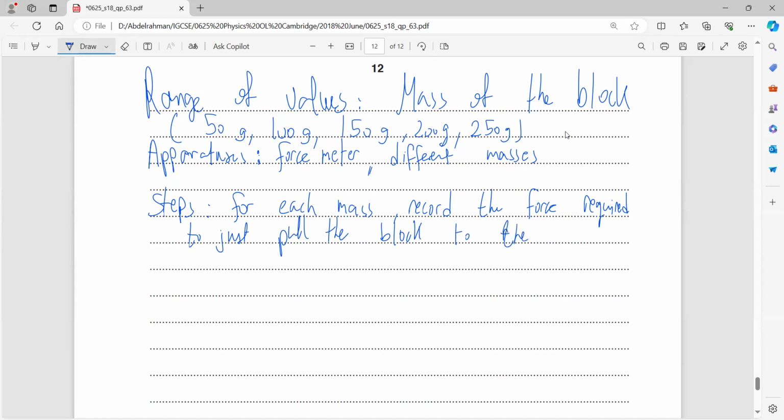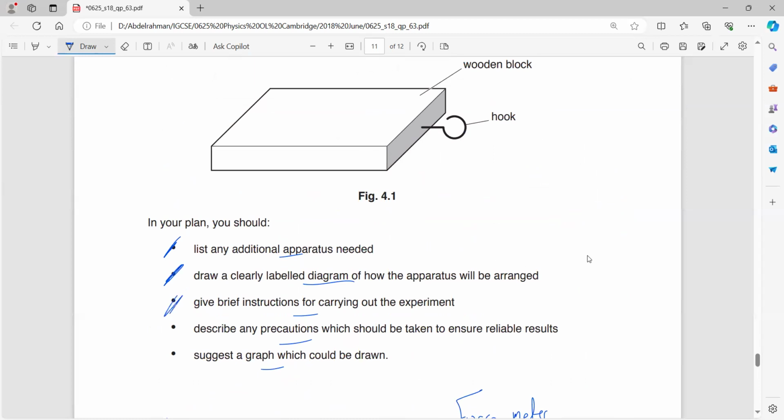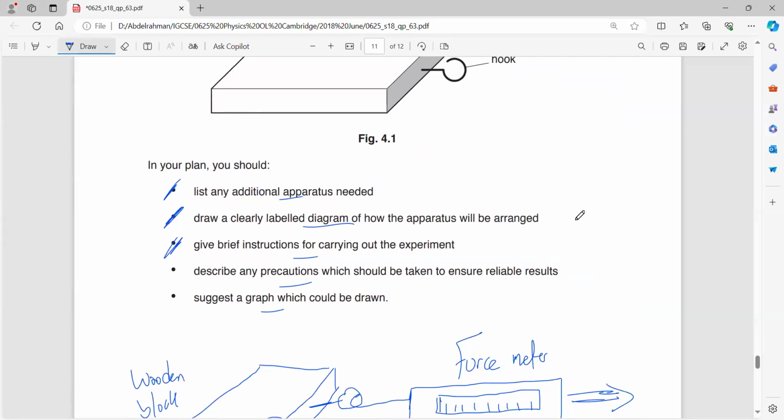But then repeat with all masses. Yes. You have to say this. Repeat for the different masses. Compare. No, compare, I'll write in the conclusion. Okay. Yeah. These are some brief instructions.